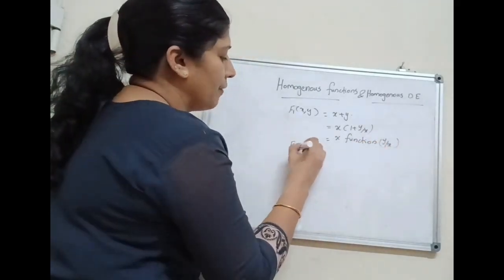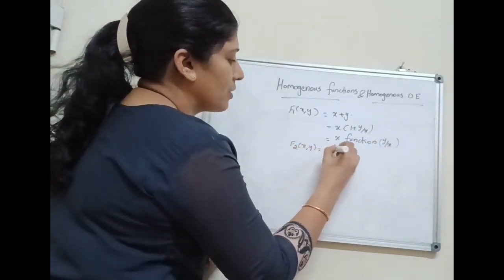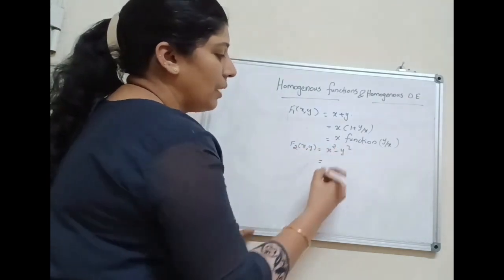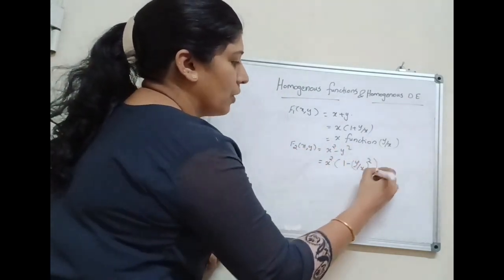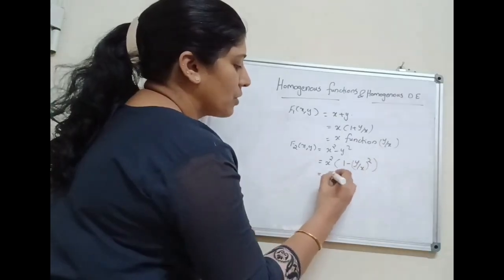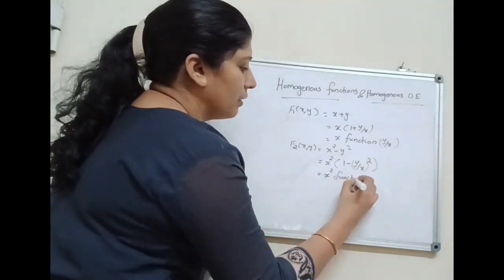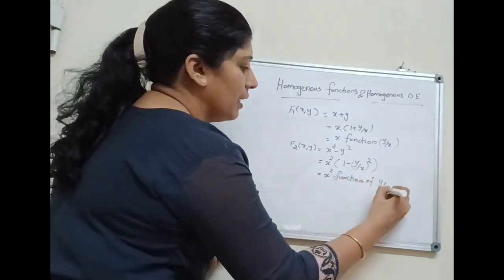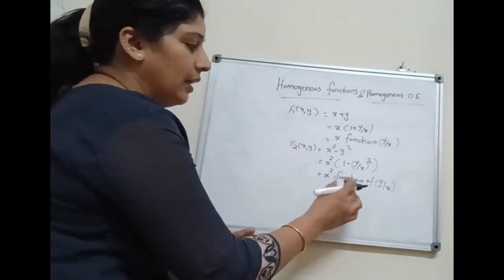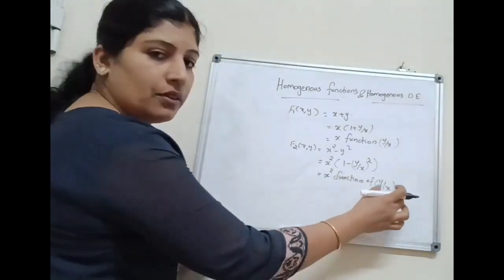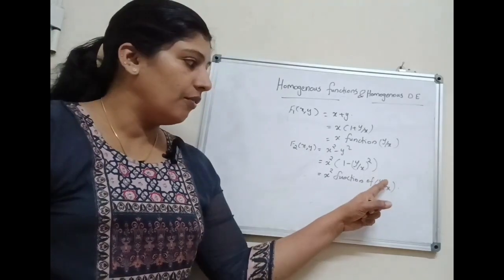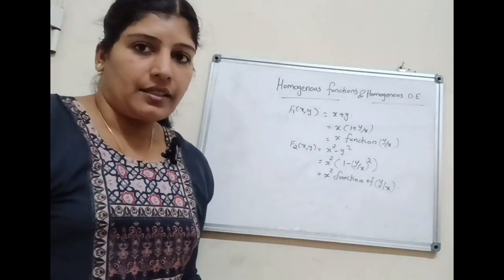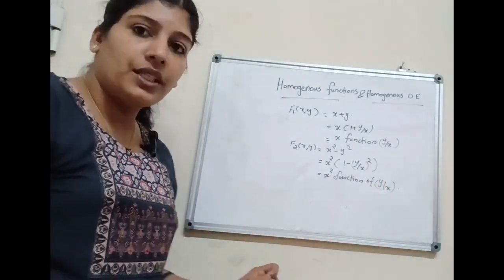Next we have to consider another function f2 of x, y. It is equal to x square minus y square. That implies x square into 1 minus y by x whole square. Here it is equal to x square into a function of y by x. That is, here it is a function of variables with the same degree. It has the same degree in variables y and x. This type of functions are called homogeneous functions.